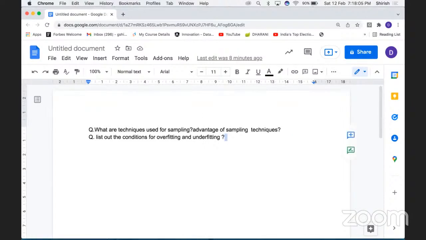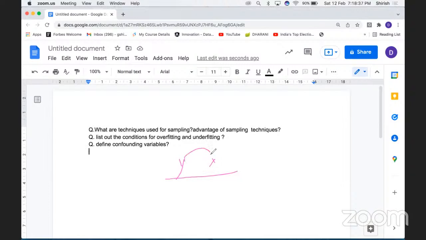Define confounding variables. These confounding variables are also called confounders. These are a type of variables that influence both your independent and dependent variables, causing a very good association between them, and also a mathematical relationship between those variables. But causally, whether they are related to each other or not, we don't know.